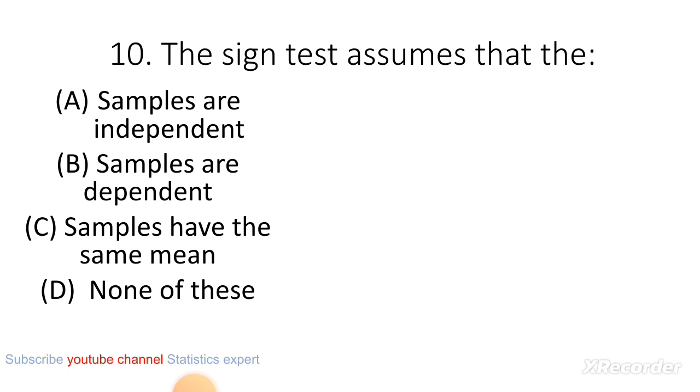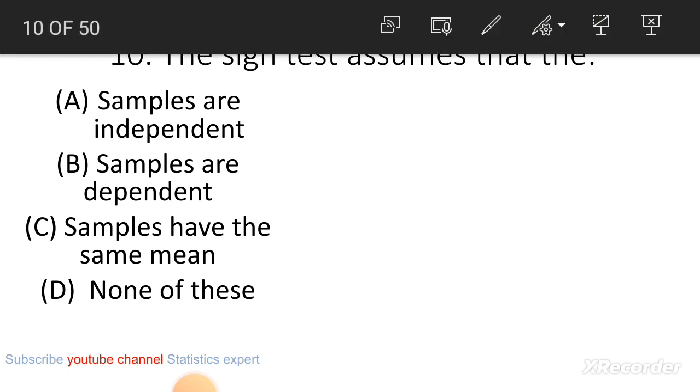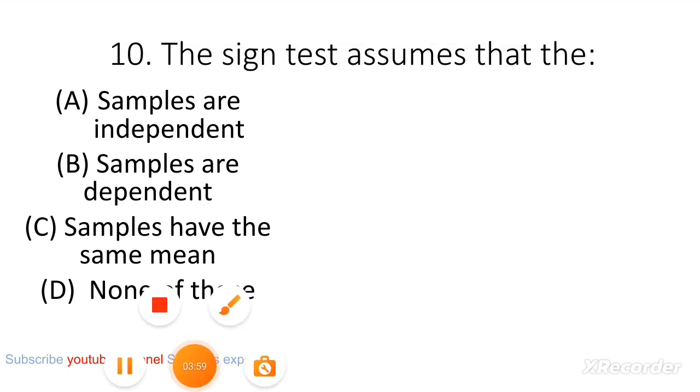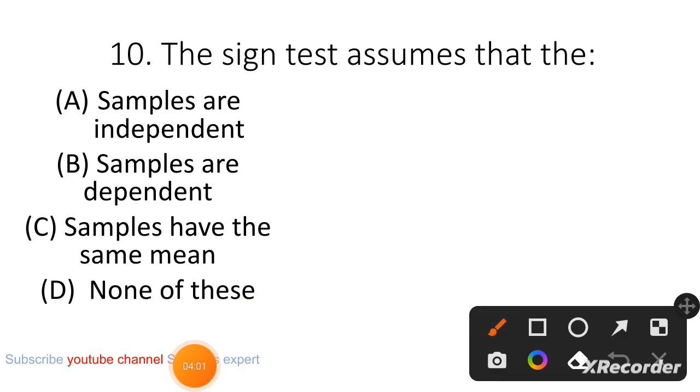Next question: the sign test assumes that A, samples are independent; B, samples are dependent; C, samples have the same mean; D, none of them. So hence B is the right option: samples are dependent.